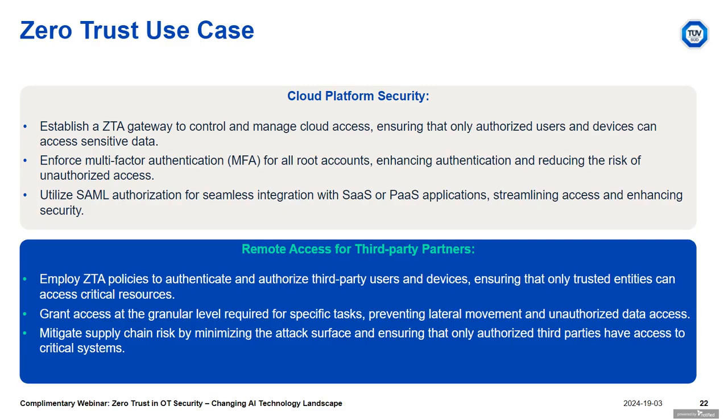If we look at zero trust solutions for remote access, several zero trust network access (ZTNA) solutions are available to securely facilitate remote access for third-party partners. Secure Access Service Edge is a cloud-based architecture that integrates services like access control and threat detection, which enables secure remote access for authorized users. Granting access at a granular level for specific tasks prevents lateral movement and unauthorized access.